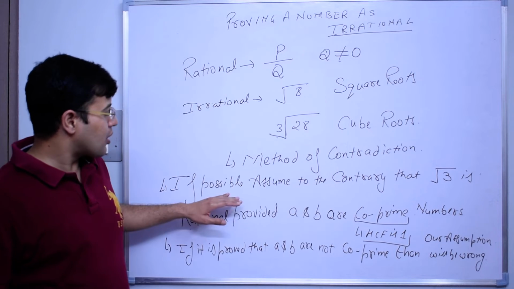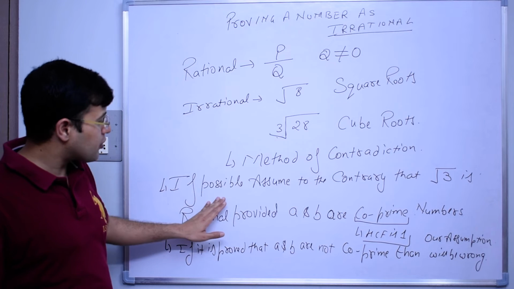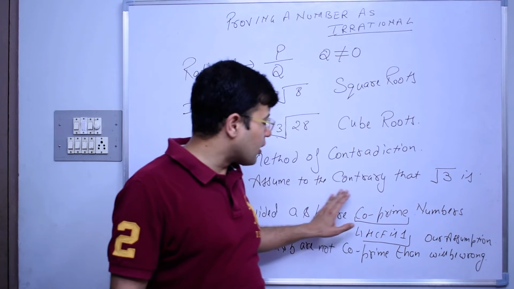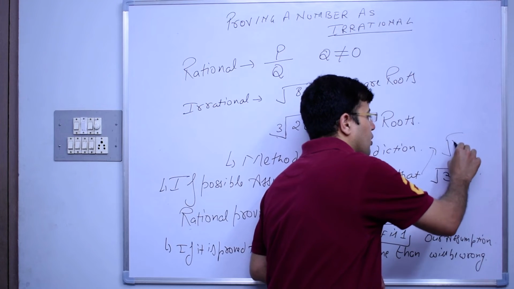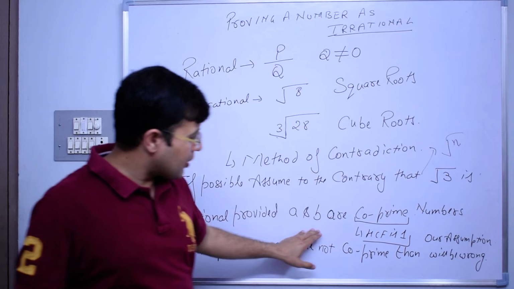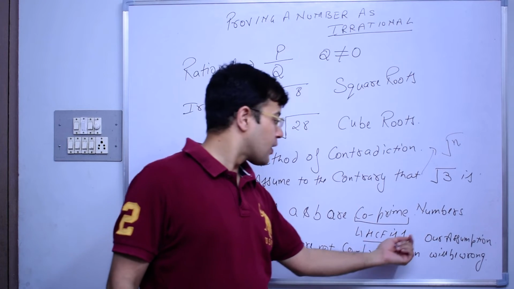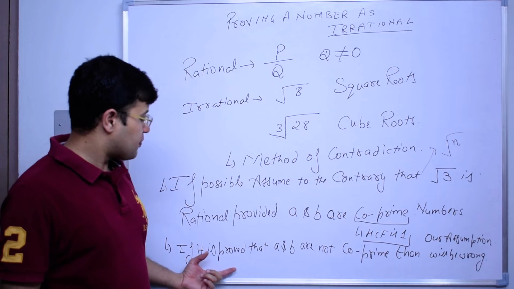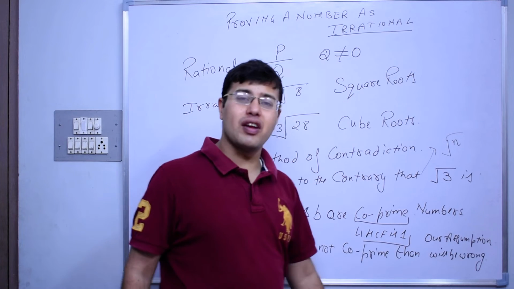So while attempting a question, you will start with this little bit of a linguistic part, that is, if possible, assume to the contrary that the given number is rational, provided a and b are co-prime. Now what are co-prime numbers? Those whose HCF is 1. And if it is proved that a and b are not co-prime, then our assumption will be wrong.